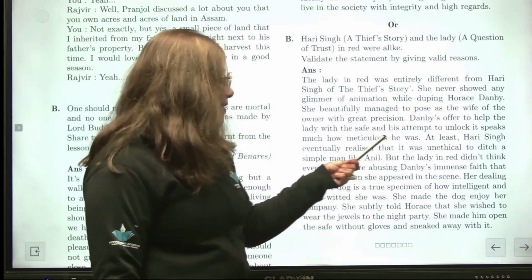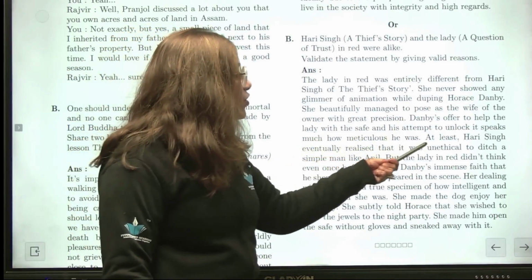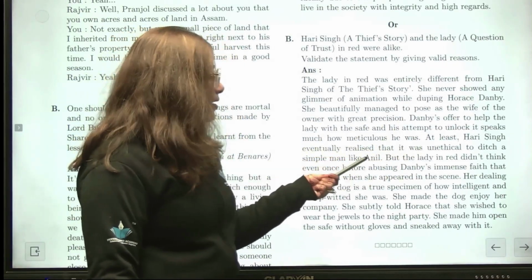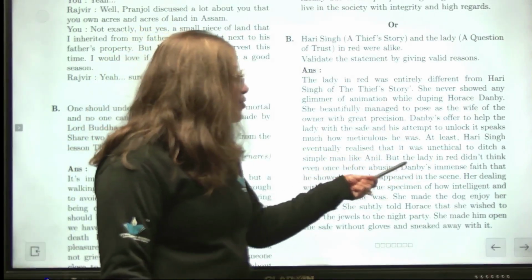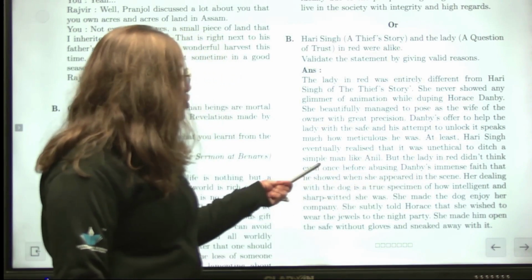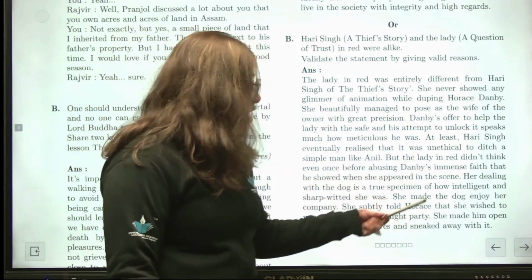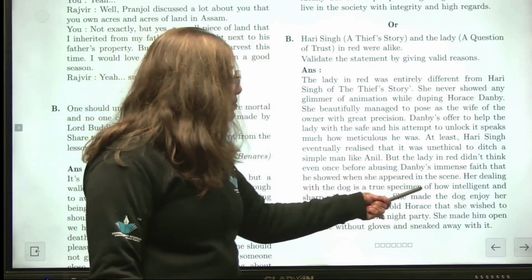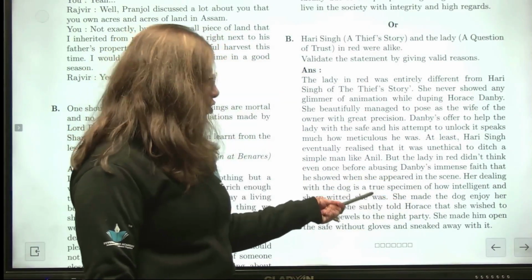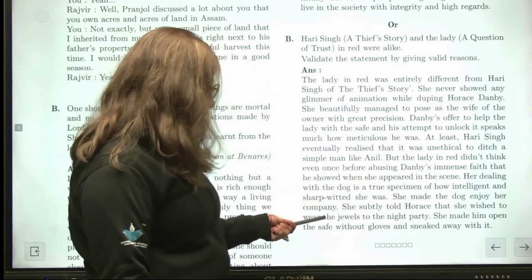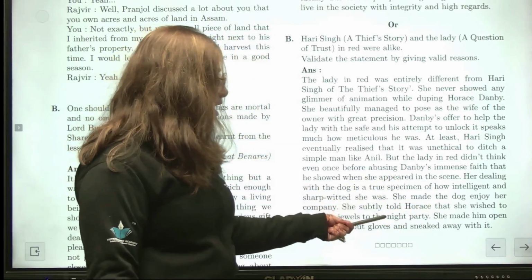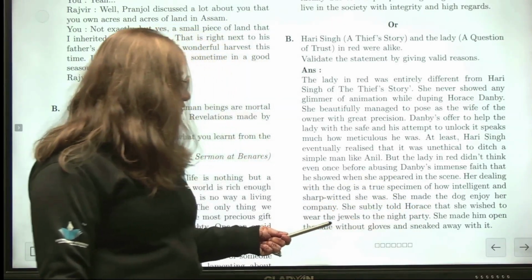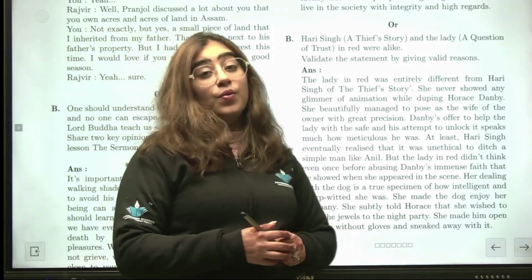At least, Hari Singh eventually realized that it was unethical to ditch a simple man like Anil, but the lady in red did not even once hesitate before abusing Danby's immense faith that he showed when she appeared on the scene. Her dealing with the dog is a true specimen of how intelligent and sharp-witted she was. She made the dog enjoy her company. She subtly told Horace that she wished to wear the jewels to the night party. She made him open the safe without gloves and sneaked away with it.